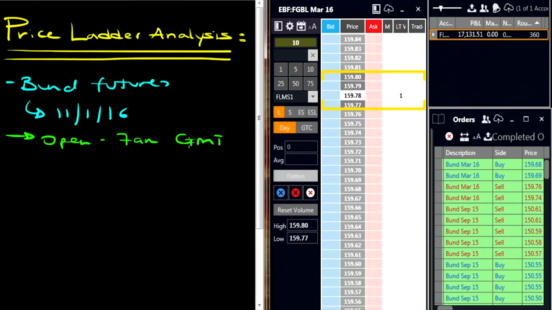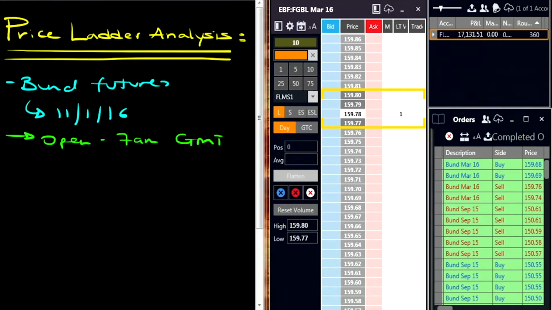And we're going to take a look at what happens on the depth of market and what we can see on the price ladder and see if we can try and position ourselves for a little bit of a move. So let's take a look at this replay. So we'll just get this started. As you can see, we're paying attention at the minute to the Bund here.